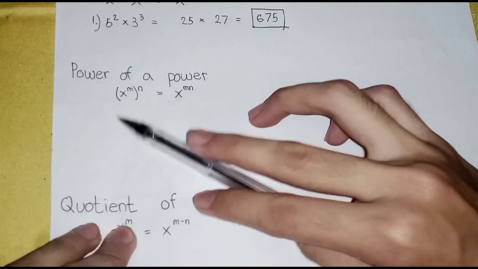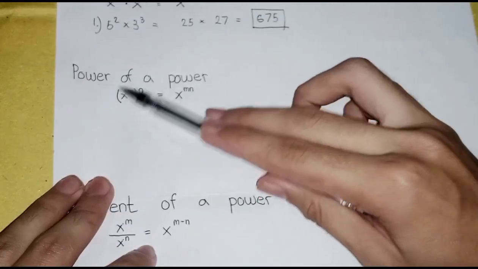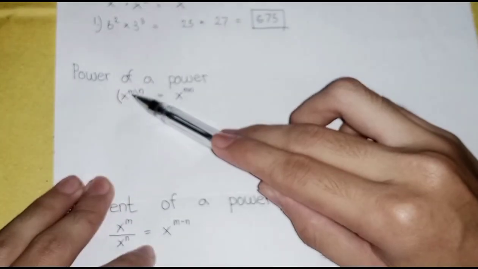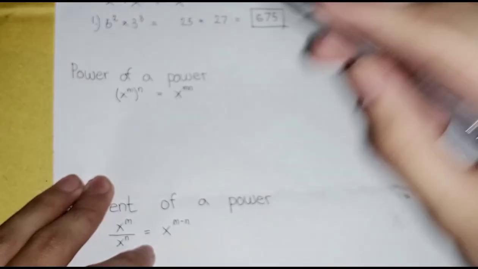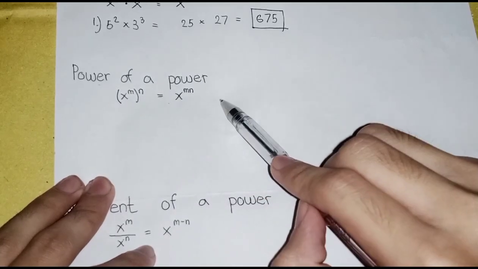Next, sa power of a power. Kapag sabing power of a power, ito na yung may parenthesis. Kapag may ganyan, imumultiply naman natin yung exponent niya. So, m times n, that will be mn. Kaya naging x raised to mn.